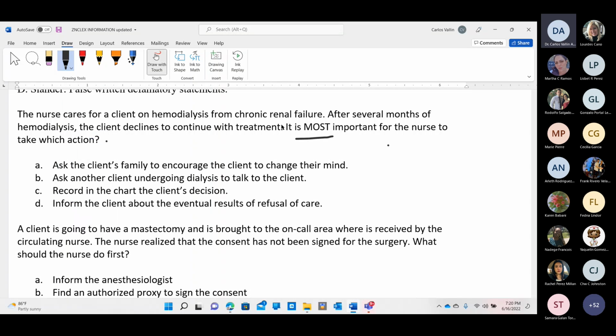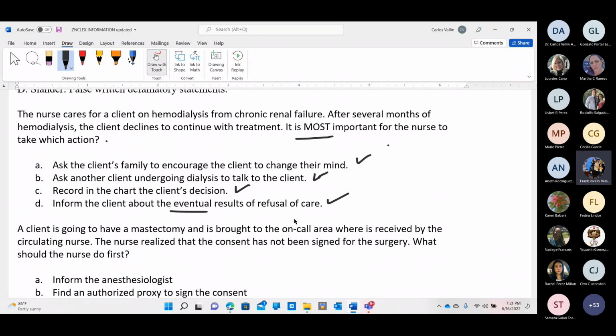A person decided to stop the hemodialysis. Ask the client's family to encourage the client to change his or her mind. It could be correct. Ask another client undergoing dialysis to talk to the client. Yes, I don't see that it is incorrect. Record in the chart the client's decision. It's correct too. Inform the client about the eventual results of refusing treatment. This is correct. Of these four correct options, which one is the most correct?